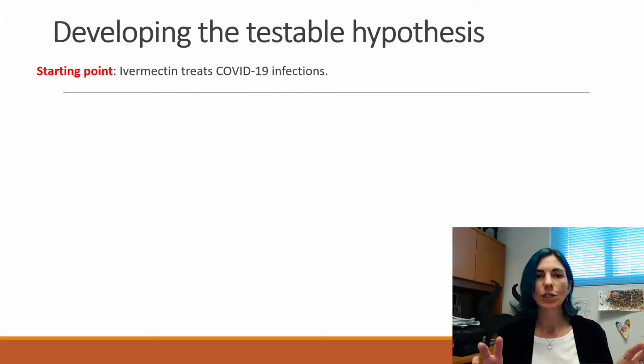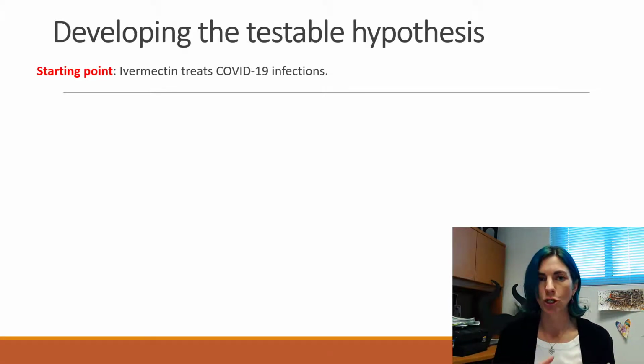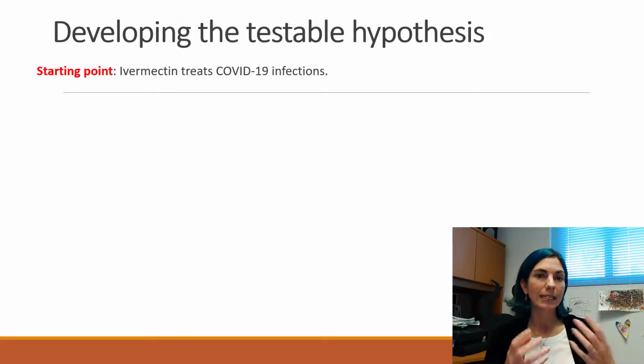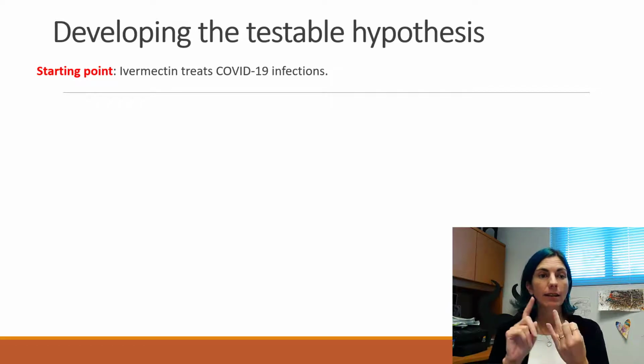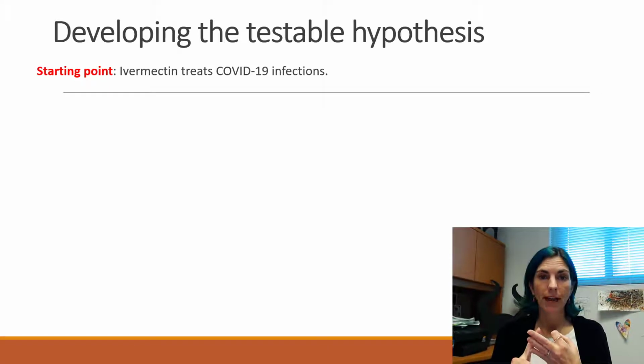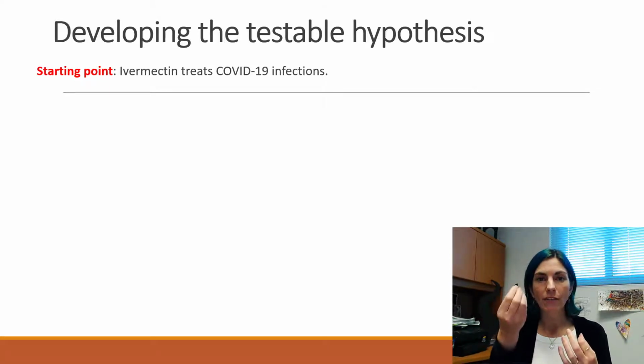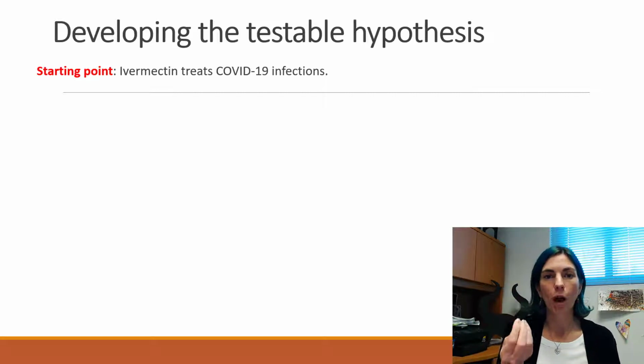And the first thing we need to do is get rid of the word treats and replace it with something that we can actually measure. What does that mean? Well, there's a bunch of different ways that we could assess if ivermectin actually did treat COVID-19 infections. I could look at ICU stays, death rates. I could look at viral loads. In other words, I could swab up the nose or in the back of the throat and actually figure out how much virus is on that swab. And that's the one that I'm going to pick.